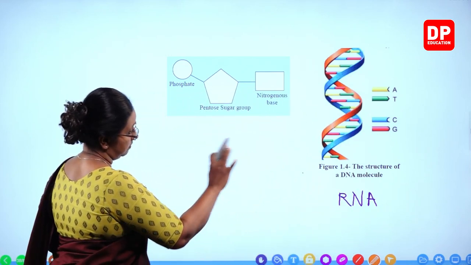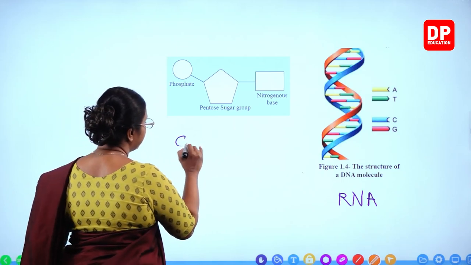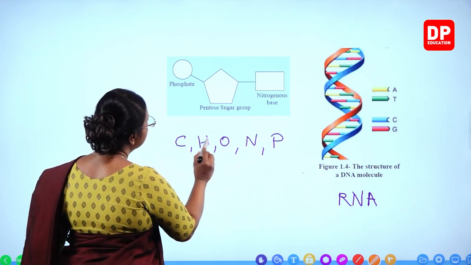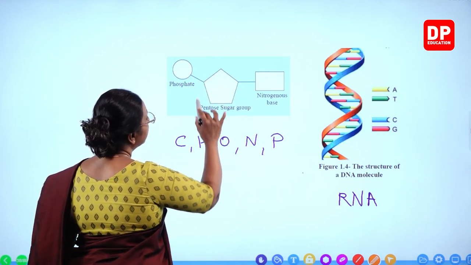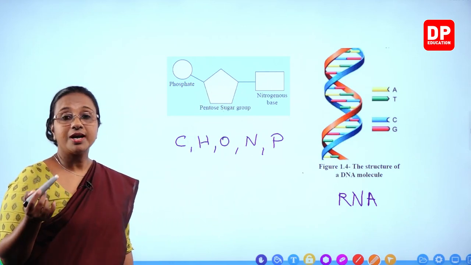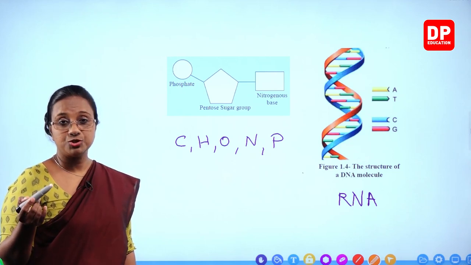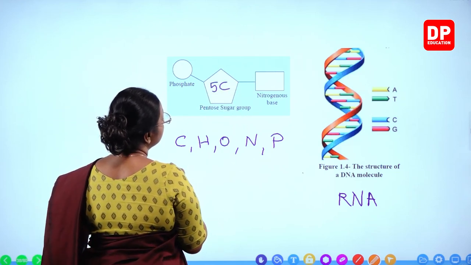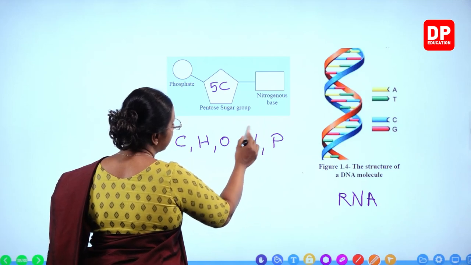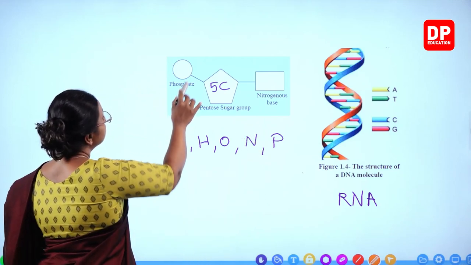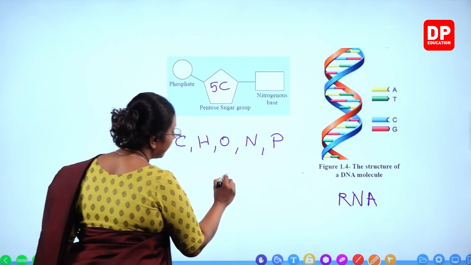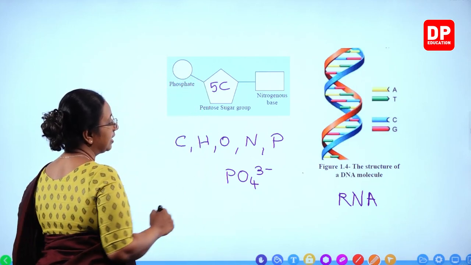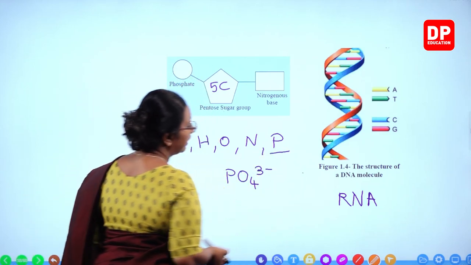Now in nucleic acids, there is carbon, hydrogen, oxygen, nitrogen and phosphorus. Now, carbon, hydrogen, oxygen combine, they form the pentose sugar group. You all know either it can be deoxyribose sugar or ribose sugar depending on whether it's DNA or RNA. So, this is a 5 carbon, that is pentose sugar. Then in a nitrogenous base, there is nitrogen. Then there is the phosphate group. When we say phosphate, PO4, 3 minus normally that is the phosphate ion. So, this is a phosphate group. So, there is phosphate also.